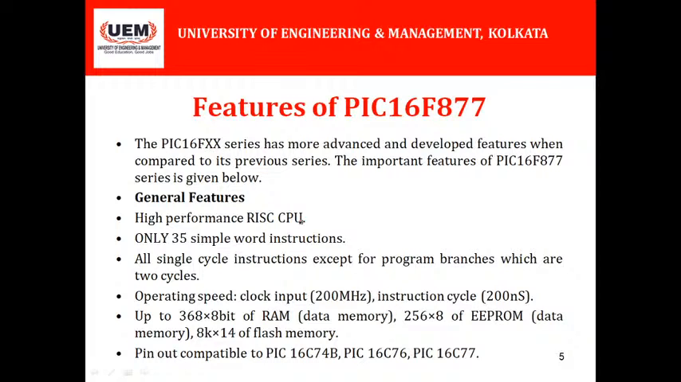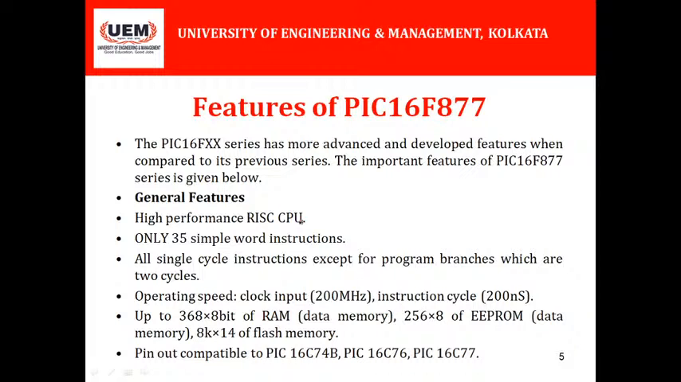EEPROM is part of data memory. RAM is also part of data memory. RAM stands for random access memory. RAM is able to store the data. That means we can perform read and write operations, whereas in EEPROM we mostly perform reading operations. Programs are preloaded in EEPROM. We perform reading operations from them.